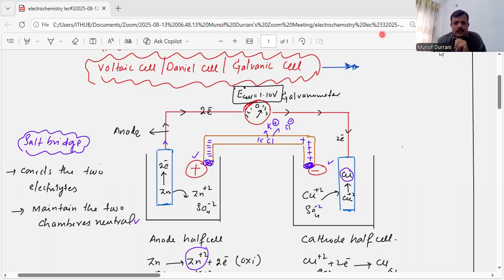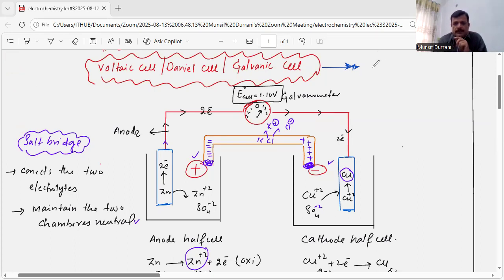We can also name it a Daniel cell and a galvanic cell. Well, we have a little bit of differences, but we will talk about the Voltaic cell because the mechanism of all these three is the same. How will you recognize a Voltaic cell? So, in a Voltaic cell, we must have these properties.